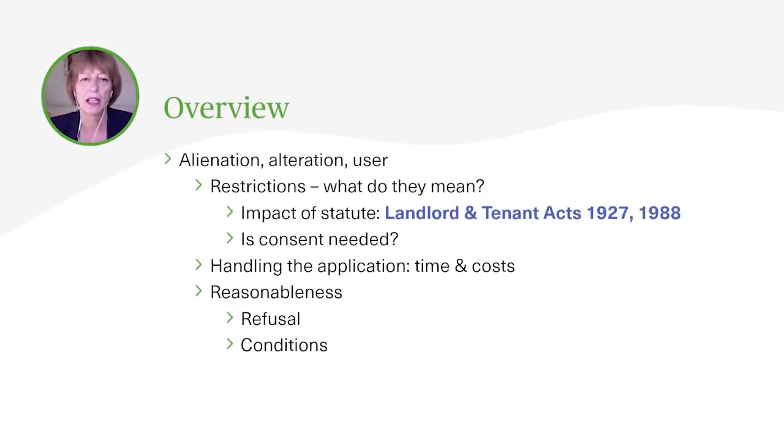So we're going to be looking at alienation, alteration, and user, looking at what the restrictions actually mean. That's particularly important when it comes to alienation, and to some extent when it comes to alteration as well. We'll be looking at the impact of statute, both the Landlord and Tenant Act 1927, and this one only for alienation, the Landlord and Tenant Act 1988, and whether consent is actually needed is a really useful thing to look at, because if you don't need landlord's consent, you don't get involved in any of these knottier problems.